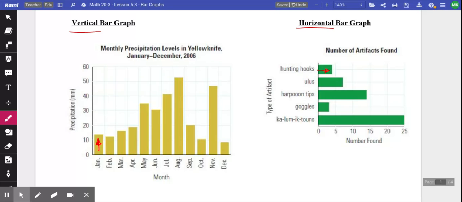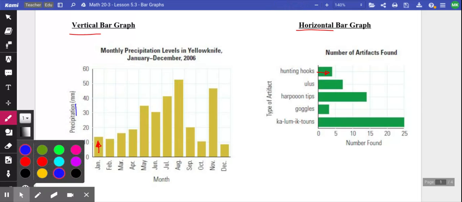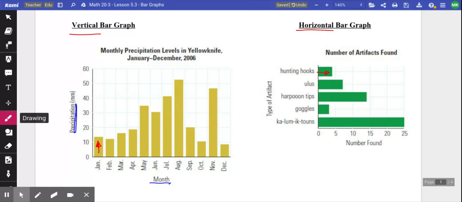So in this first one, it's telling you the amount of precipitation, that means rain or snow, for each month. So for instance, if I'm reading this one in January, I can tell that it got to about, let's say, 12 millimeters of precipitation. For May, it got about 35, I would say, millimeters of rain.